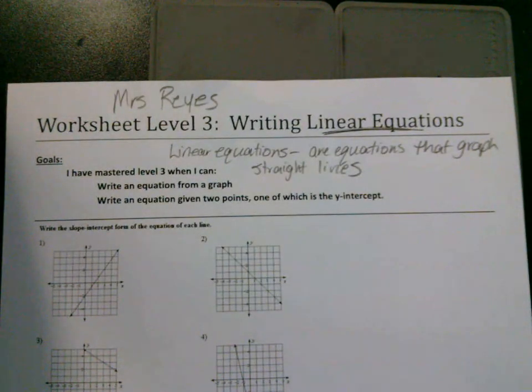The smaller word in linear is line. Let's write this down today. The smaller word in linear is line. Linear equations are equations that graph straight lines. So we're going to write the equations for those lines. Okay?